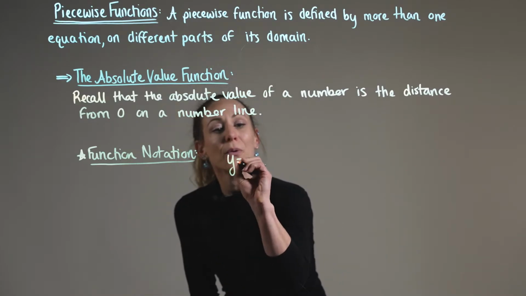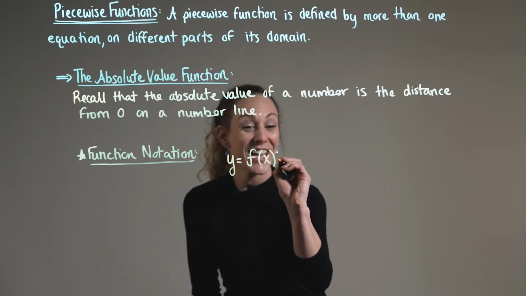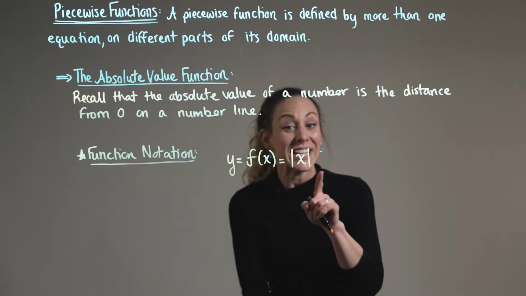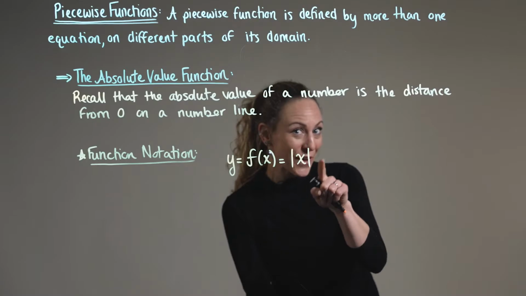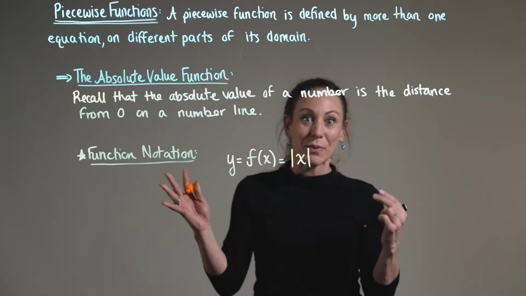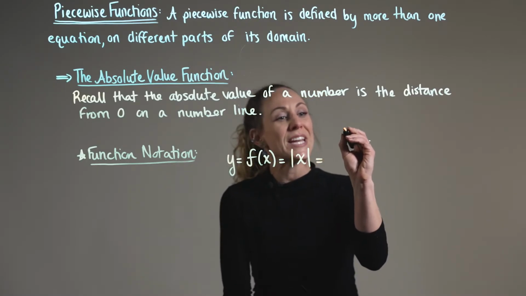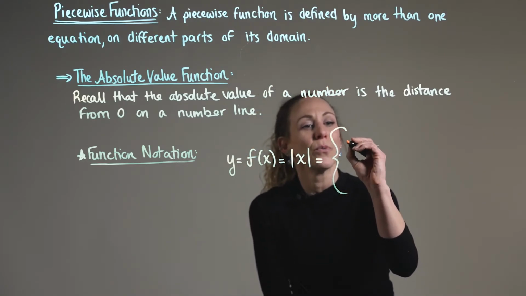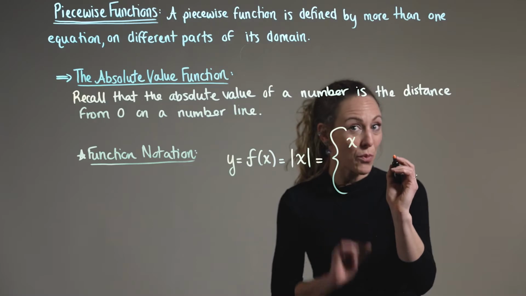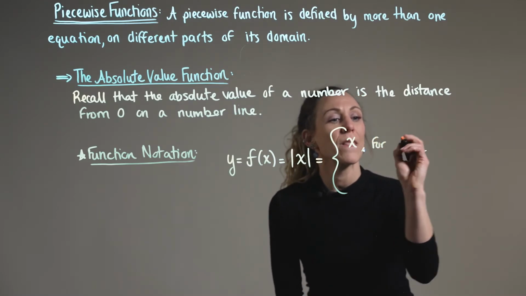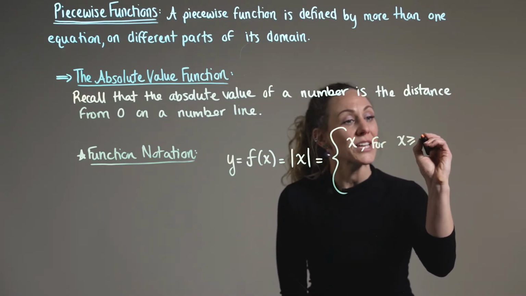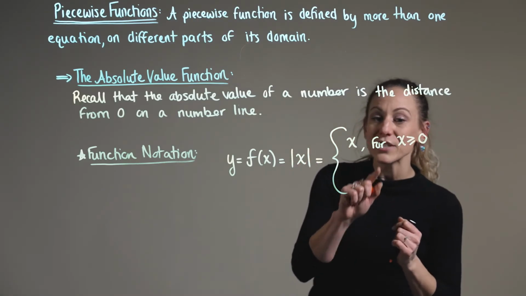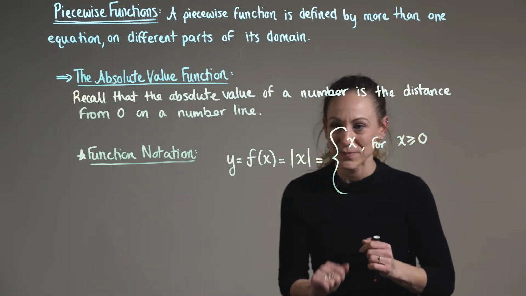We have that y, or f of x, is equal to the absolute value of x. And again, keeping in mind that the absolute value represents a distance and distance must be positive, we need two equations to define this function. We let f of x equal x for x that are greater than or equal to 0. Or in other words, we let y equal x for positive x values.